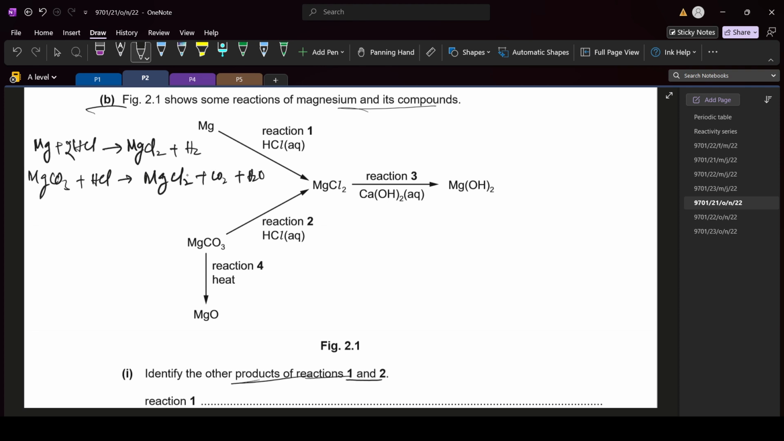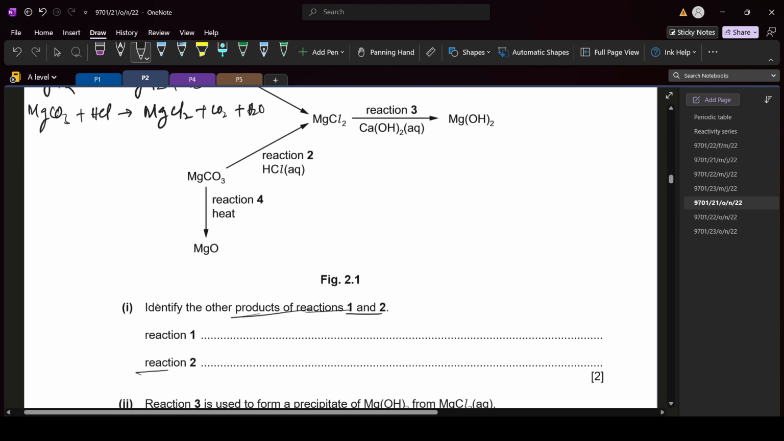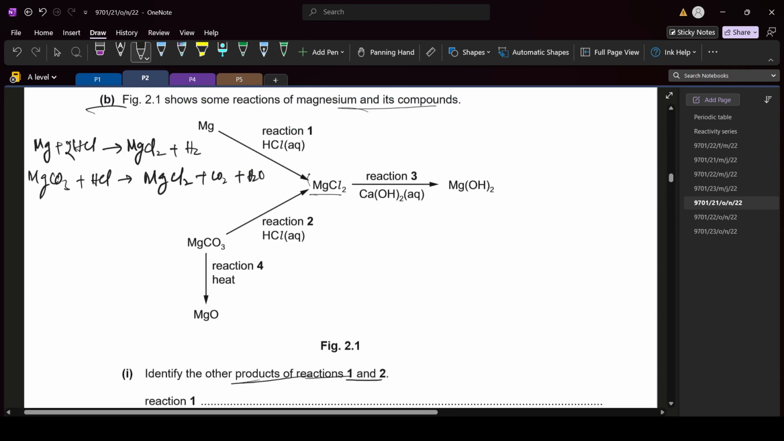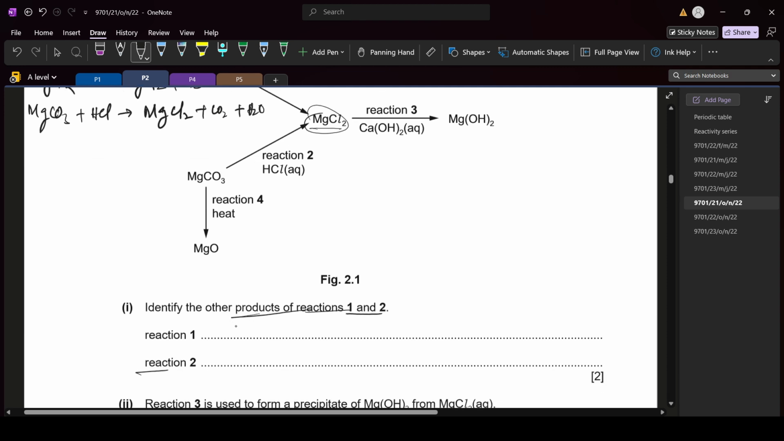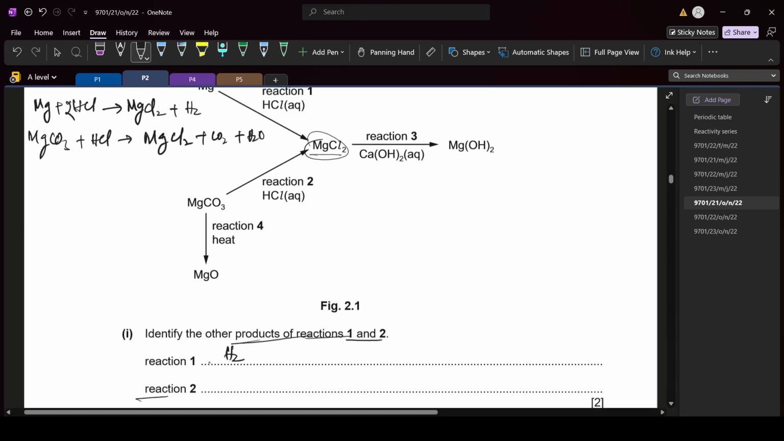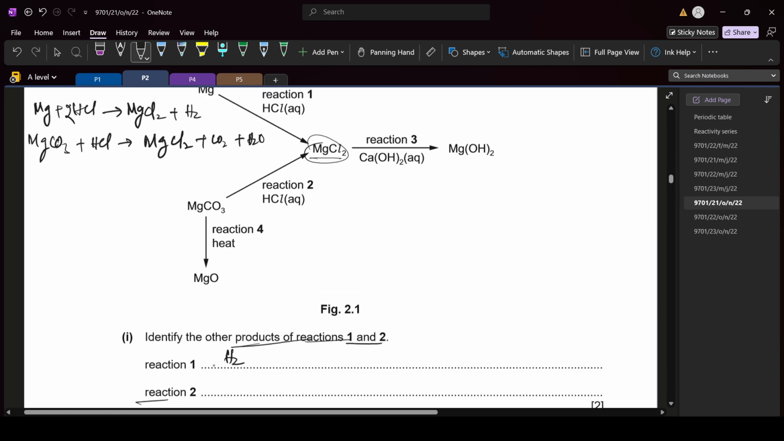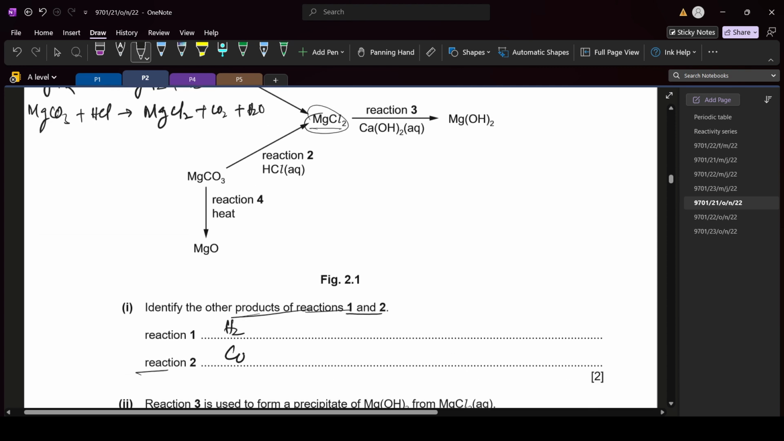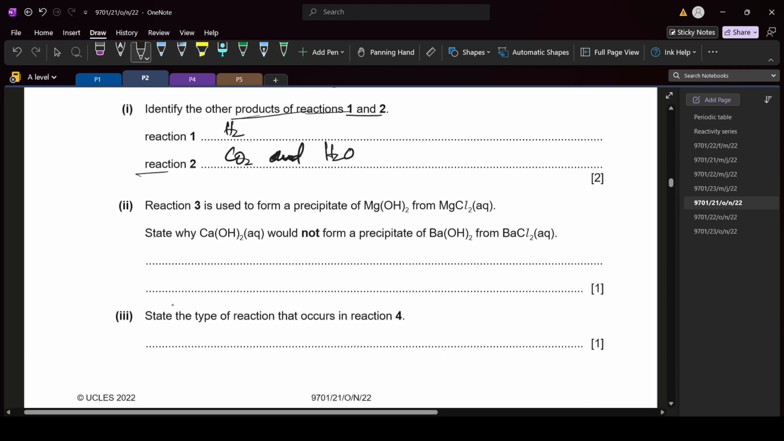So what are the other products? You have been given magnesium chloride, and in reaction 1 the other product is going to be hydrogen, H2. And in the second equation, reaction 2, you have carbon dioxide and water as the other products.